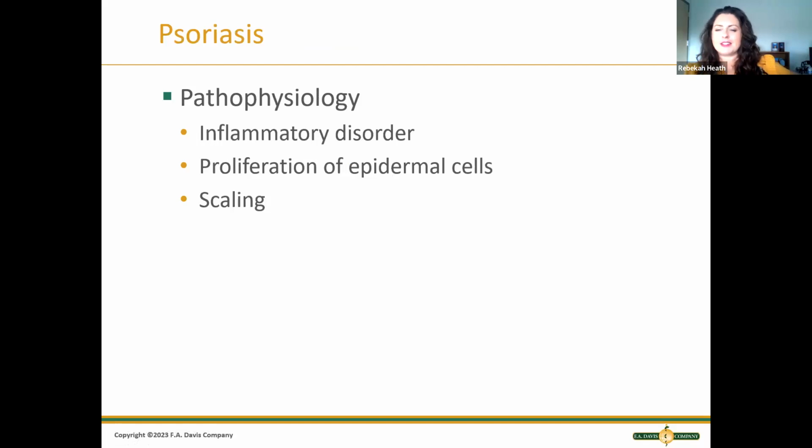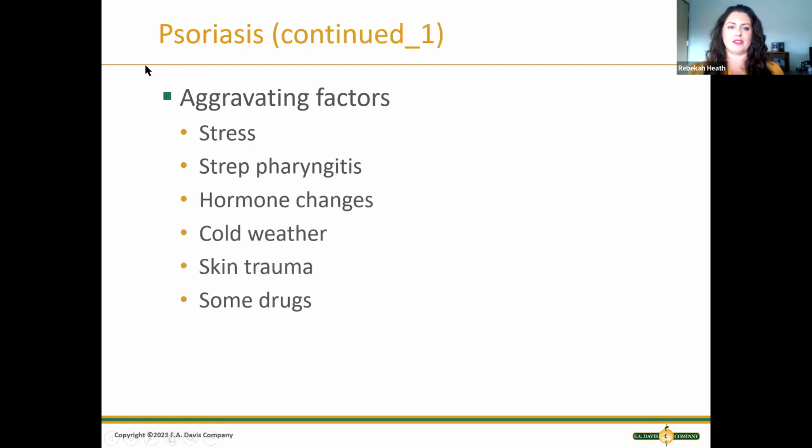All right, next skin disorder: psoriasis. I know there's a P on here, but it's a silent P. So it is pronounced psoriasis. So psoriasis is an inflammatory disorder. It's where you have a proliferation, I can't say that word very well, where essentially your epidermis cells on your skin grow too much and they produce these scales on your skin.